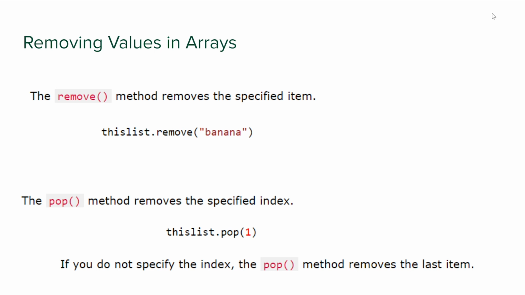I accidentally misspoke earlier when I said we have talked about removing values. We haven't, but now we are going to. To get rid of values in an array, there are two methods. One is the remove method and one is the pop method. The remove method removes the specified item.